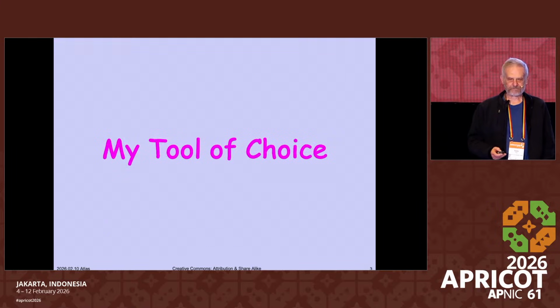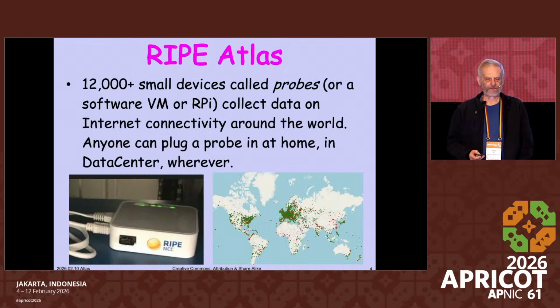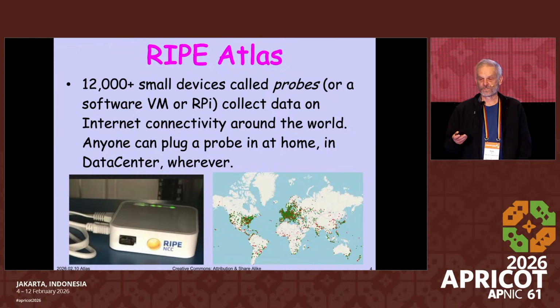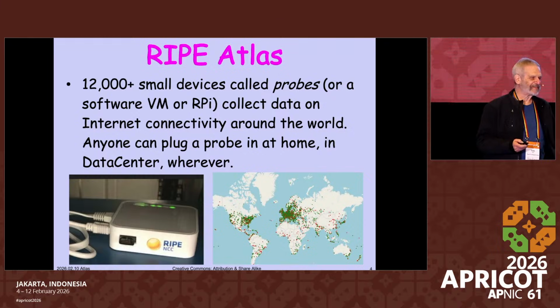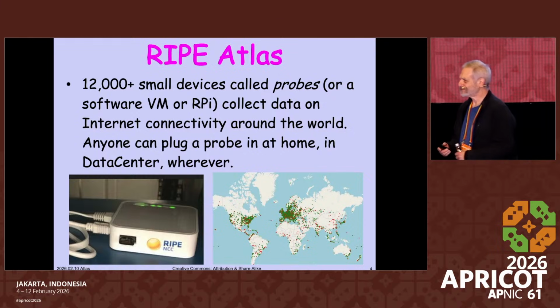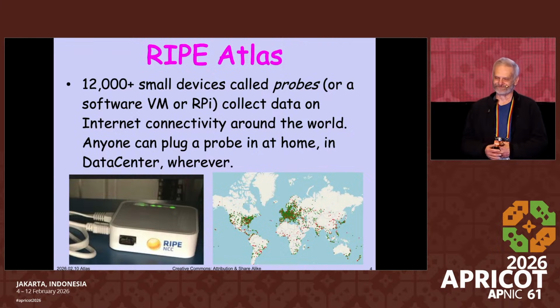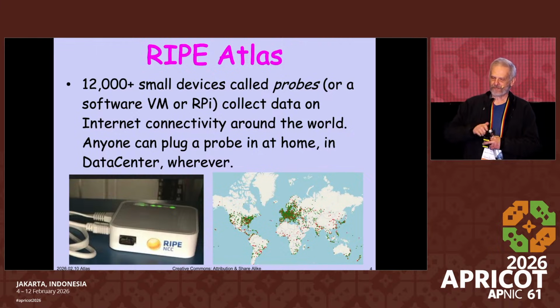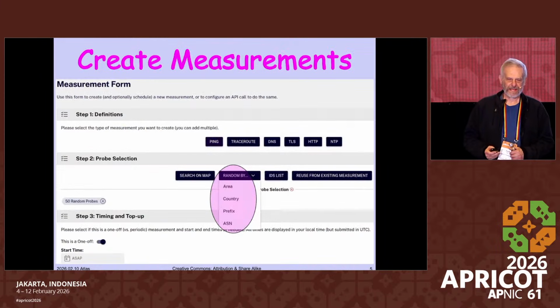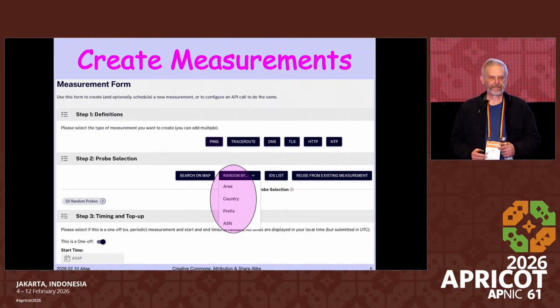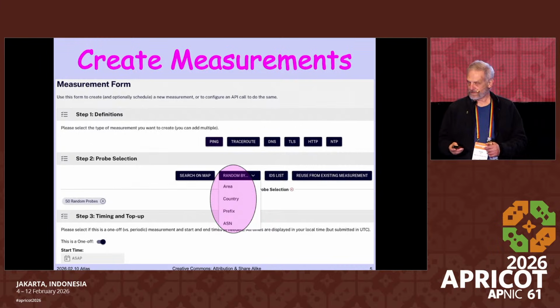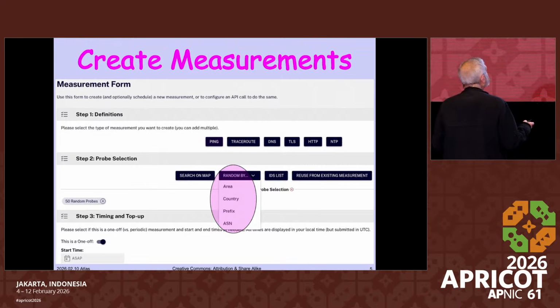So, what do I use? RIPE Atlas, which you know is a whole bunch of small devices all over the world, or you can use your own VMs, etc. So anyway, there's a whole lot of them, and you can create measurements. And when you do, you can choose how to select which probes to use.